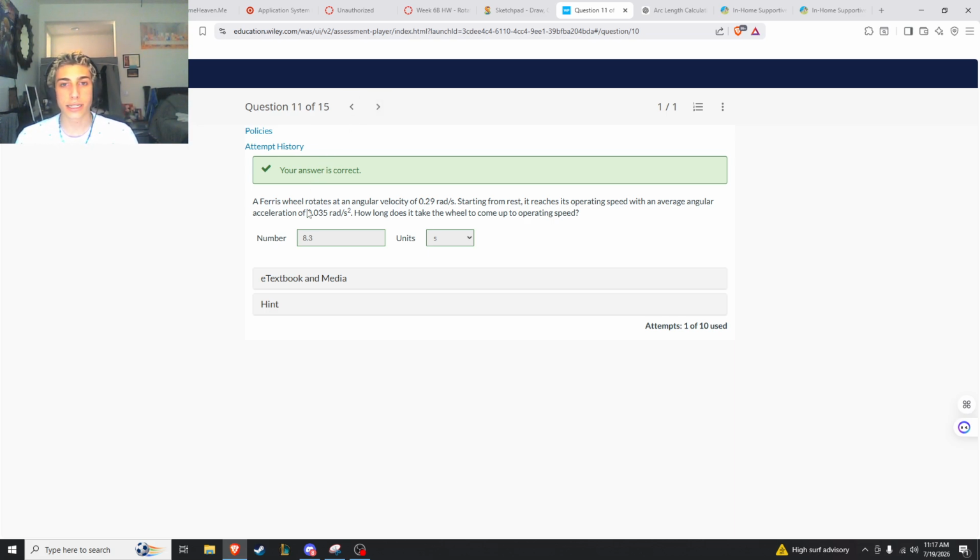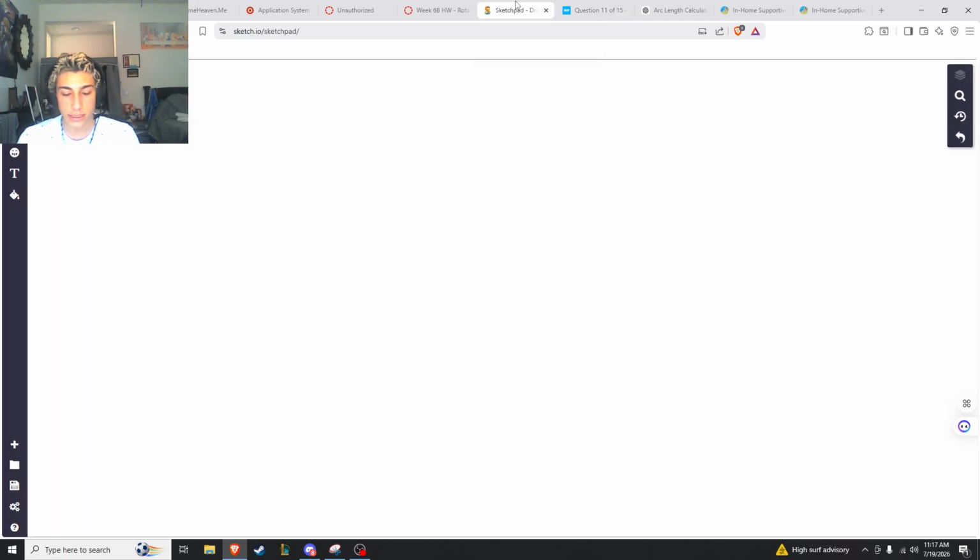A Ferris wheel rotates at an angular velocity of 0.29 rads per second. Starting from rest, it reaches its operating speed with an average angular acceleration of 0.035 rads per second squared. How long does it take the wheel to come up to operating speed? We're going to be looking for time here, so we're going to be using the angular kinematics equation. That's going to be w equals w0 plus alpha t.